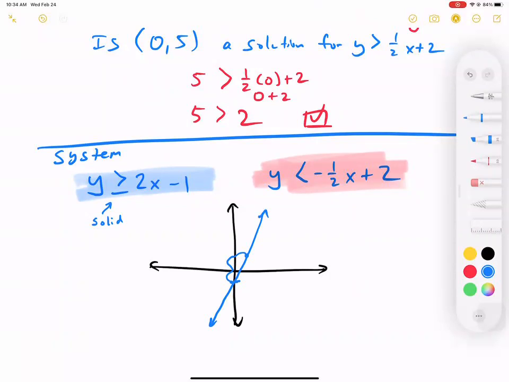Okay, now at this point, I could start shading. Y is greater than the line. So it's above the line, above the line, above the line, okay? But I'm going to leave it off for now because we're going to come back to that in just a moment.